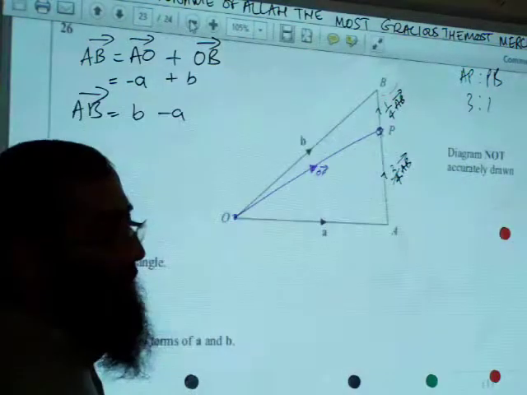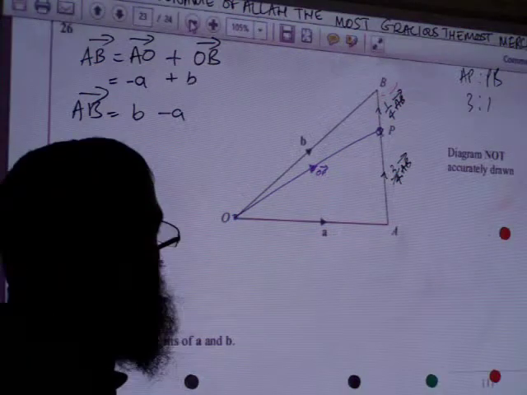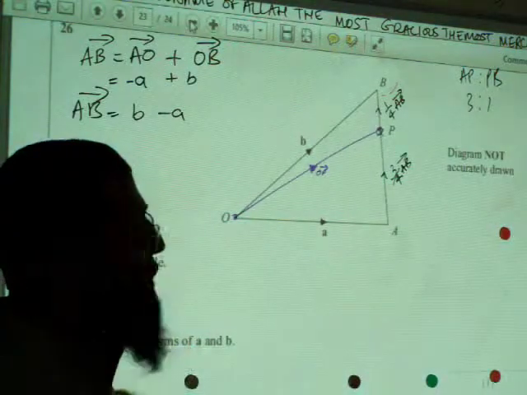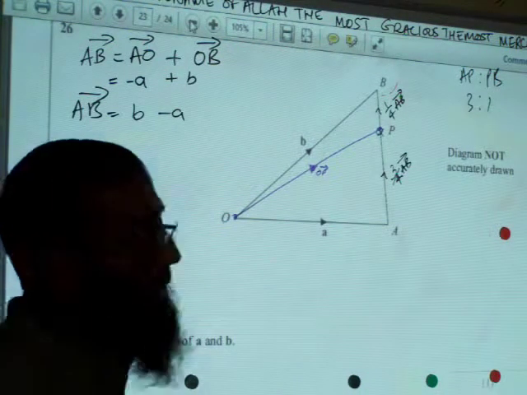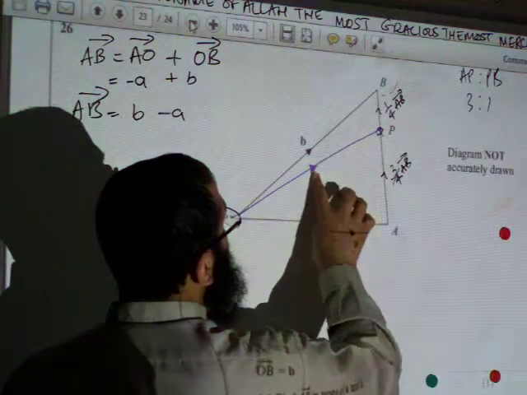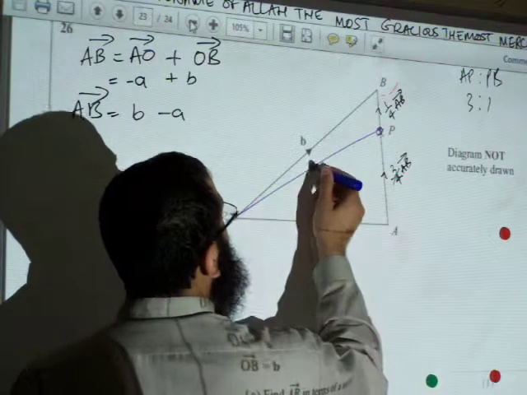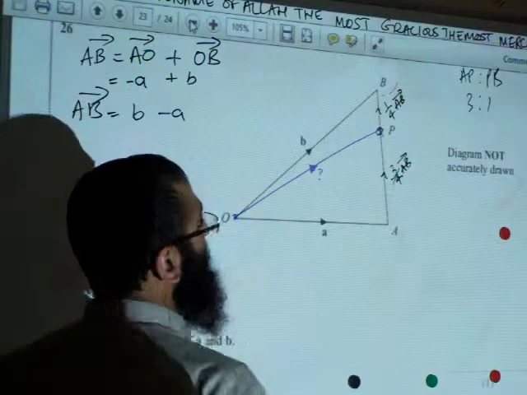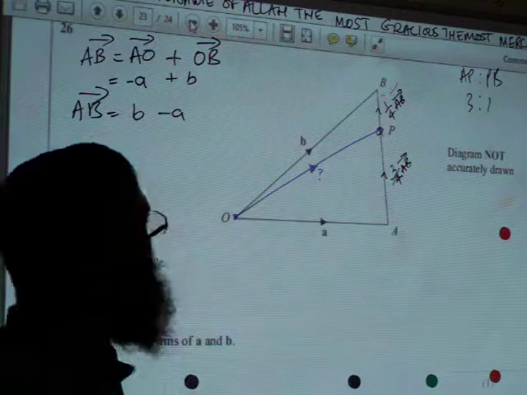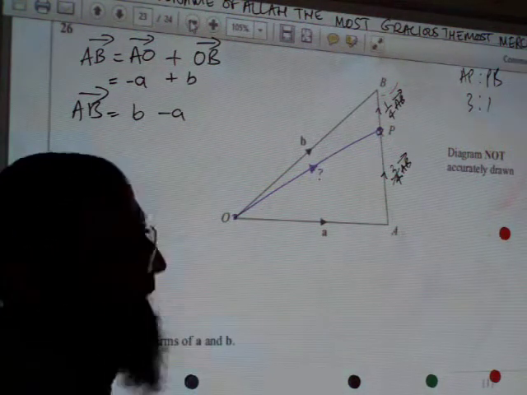You've got to work out that vector O to P. Do we have a vector for that at the moment? No, we've got to work it out. We've got to work out O to P. The actual vector there, we don't know what it is. Okay. Now, what do we know?